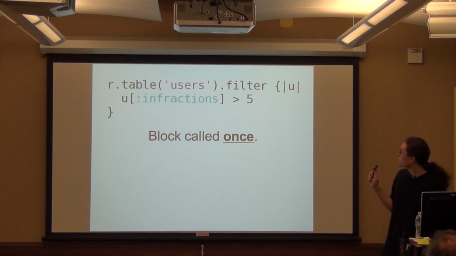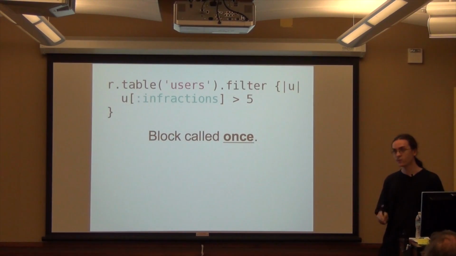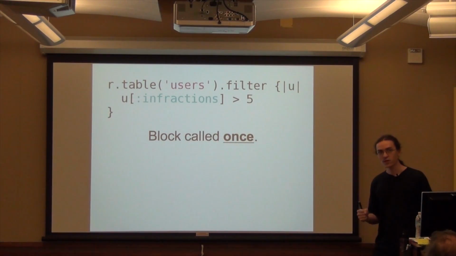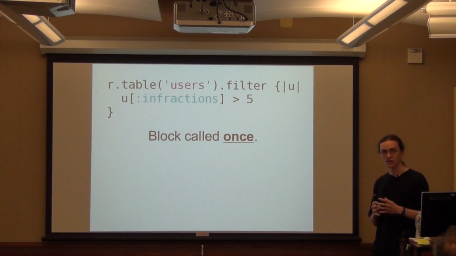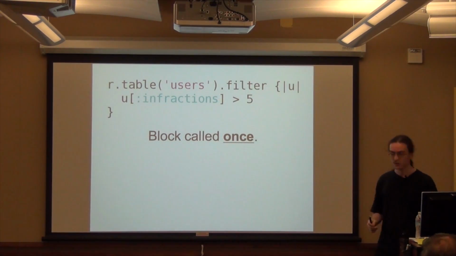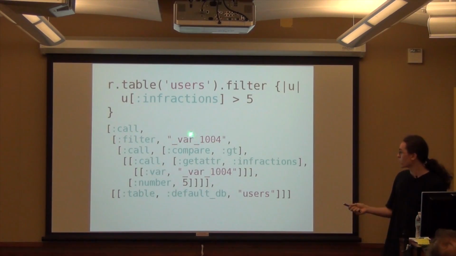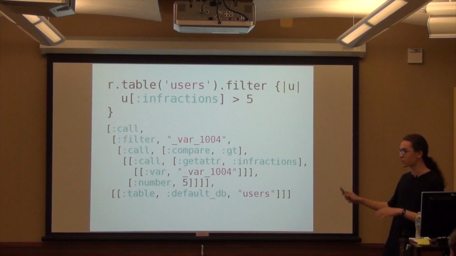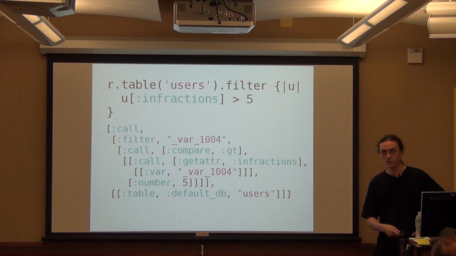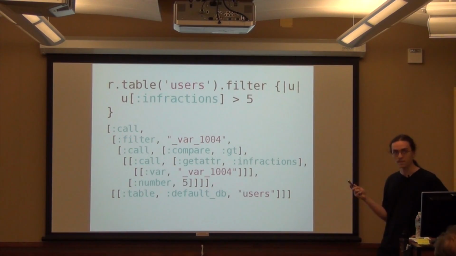Anyway, so we call this block once, and this bookkeeping object gets passed along and returned from the block. And then we take this bookkeeping object, which remembers all the operations done to it, and we serialize it into something like this, which is basically an abstract syntax tree of the operations. Don't bother reading it. It's really ugly. And then we send this off to the server, and the server does all the computation.